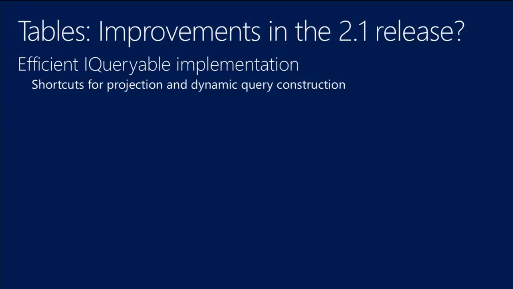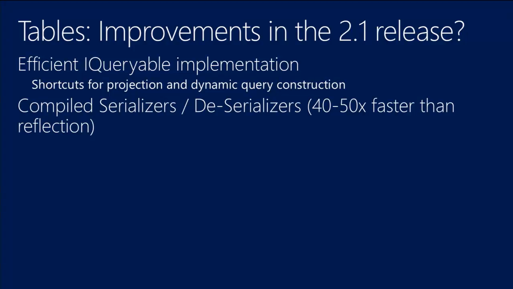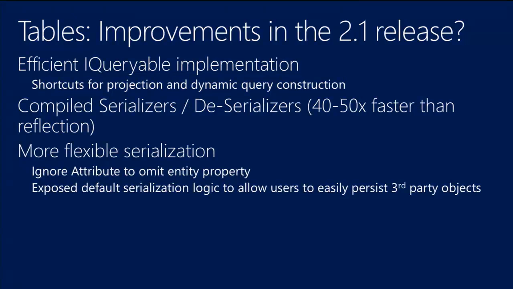All right, so let's look at tables. What's new in the 2.1 release? We have an efficient IQueryable with a bunch of really cool tricks and shortcuts for some NoSQL type scenarios. Compiled serializers. Again, the benefit of runtime reflection, so you can use client types and other types you don't have access to at compile time, but with 40 to 50% less CPU utilization, depending on how complex the type is. We also have some more flexible serialization options.